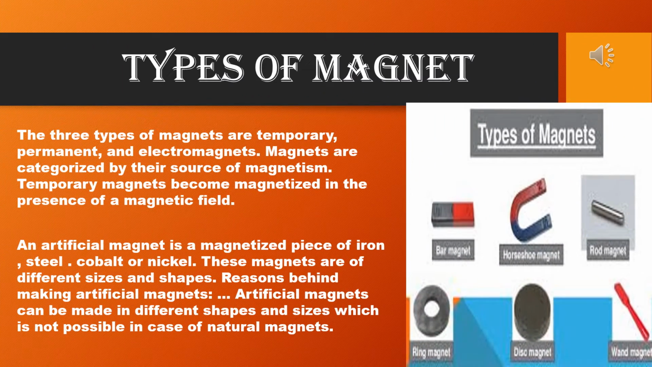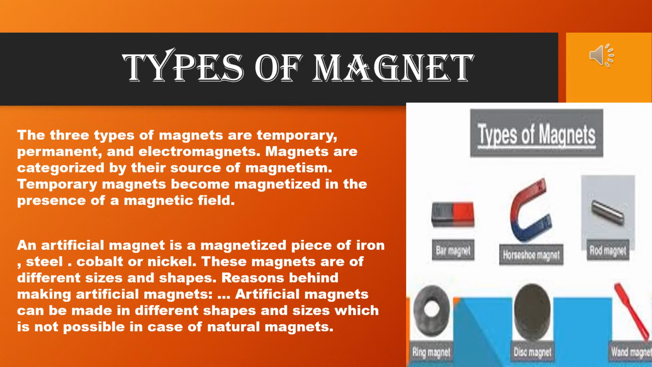Now, types of magnet. The three types of magnets are temporary, permanent, and electromagnets. Magnets are categorized by their source of magnetism. Temporary magnets become magnetized in the presence of a magnetic field. An artificial magnet is a magnetized piece of iron, steel, cobalt, or nickel. These magnets are of different sizes and shapes.